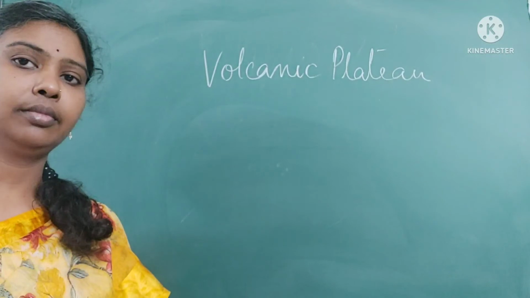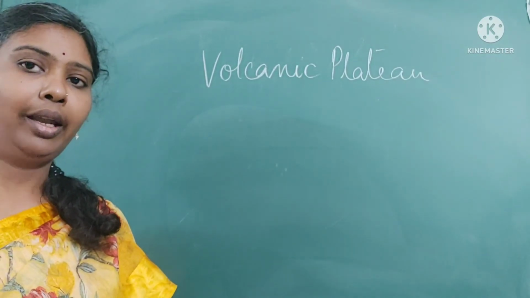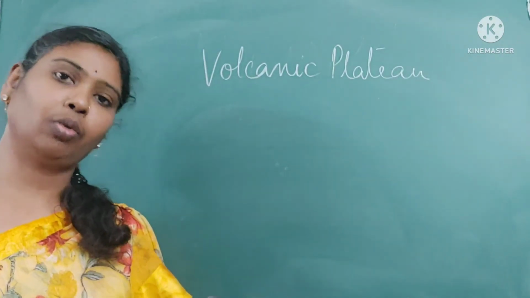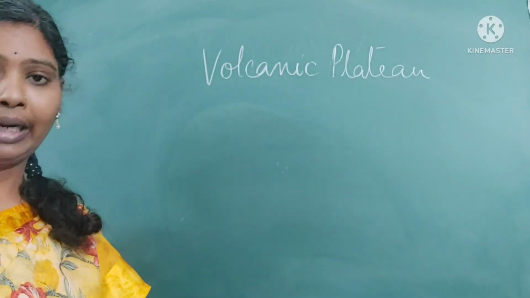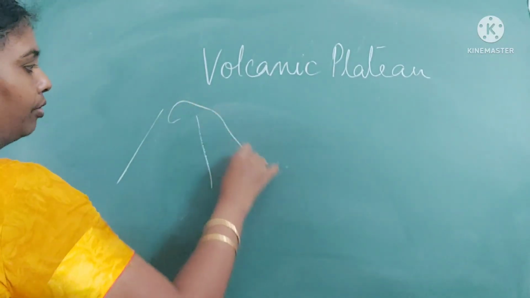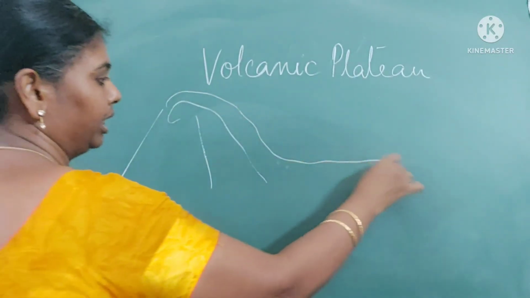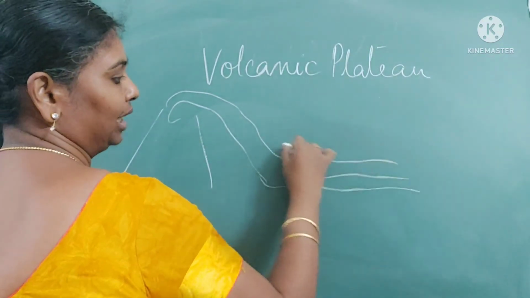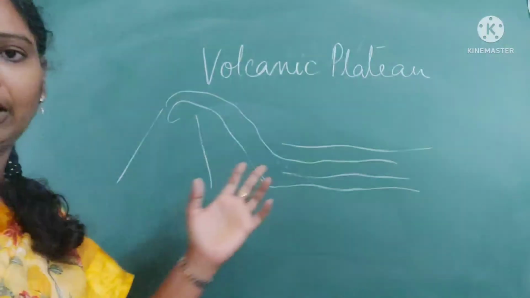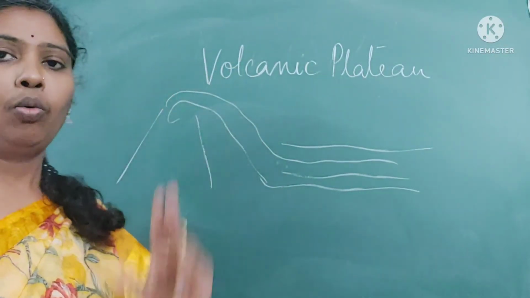Volcanic plateau. In case of a volcanic plateau, the plateau is formed by the eruption of a volcano. So the lava will be flowing. After the eruption of the volcano, lava will be flowing and the plateau will be forming like this. So this is how a plateau will be formed in case of a volcanic plateau.